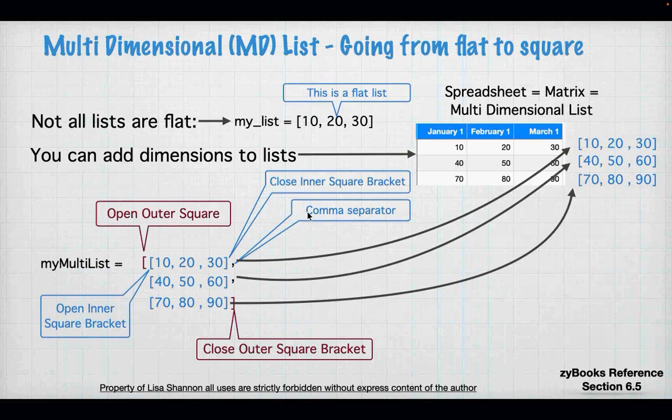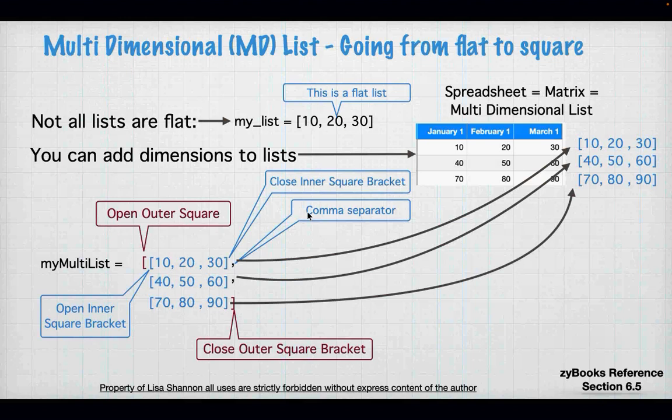The way that you format a multidimensional list, if you're creating one that's already populated, is you have an open square bracket. You're then going to have another open square bracket, and that other open square bracket is going to represent the first list within the multidimensional list. After that open square bracket, you're going to have values separated by commas, just like any other list. Then you will have a close inner square bracket when that first list is done. So far, so good. Now I'm going to put a comma after that.